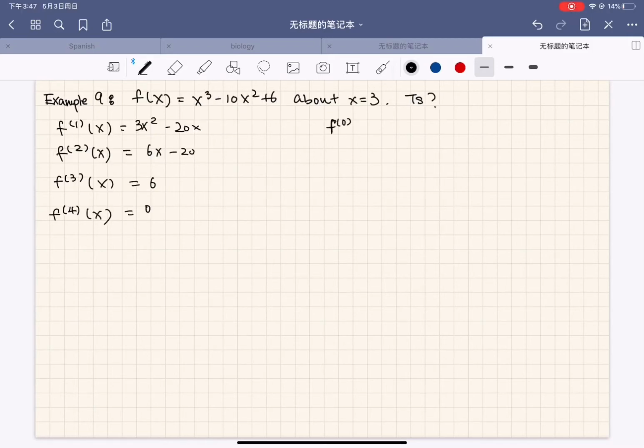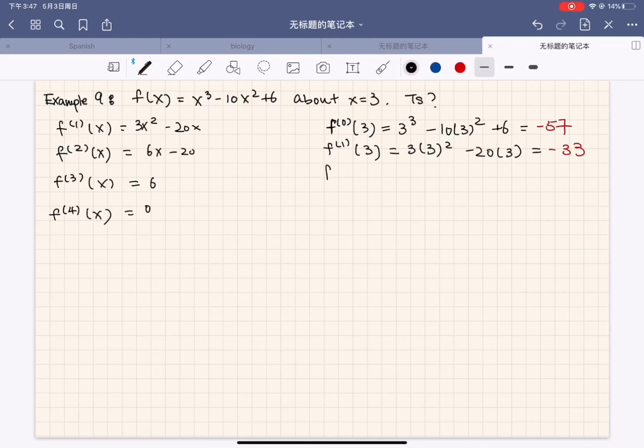After we have evaluated the derivatives, we now can substitute the x value back into the equation. So we start with the original function, which is 3 cubed minus 10 times 3 squared plus 6, and the answer is equal to negative 57. And then the next one, we still substitute the x value back into the function, and it's 3 times 3 squared minus 20 times 3. And the answer is negative 33.